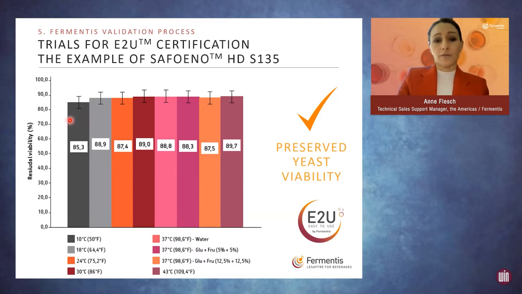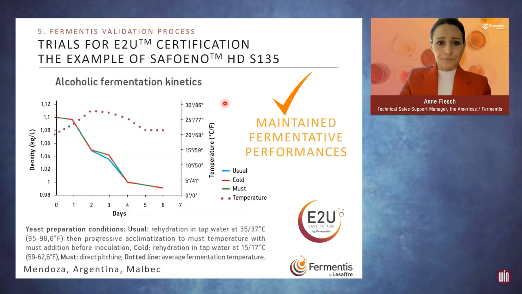You can see that, first of all, each strain is going to have its own viability. This is a very good viability, between 18.5 and 89, so very good for this strain. And you can see that there is no significant difference in the resulting viability, whether you choose to rehydrate at 10 Celsius, which is tap water, or 43 Celsius, and if there was sugar present. So here we can say, however you choose, we can show that there is preserved viability for this strain.